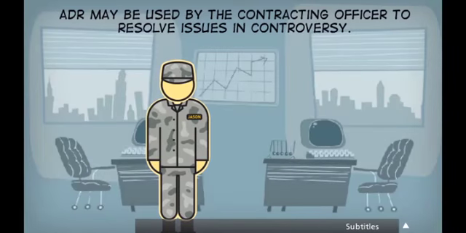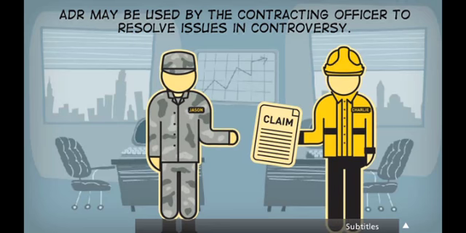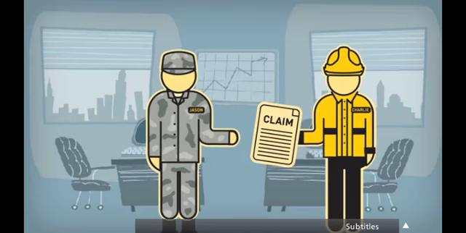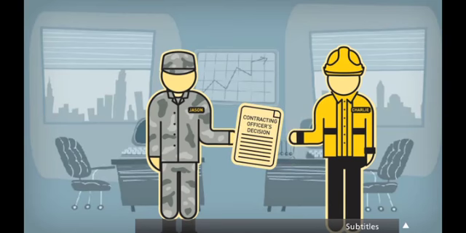Alternate dispute resolution, or ADR, may be used any time the contracting officer has the authority to resolve an issue in controversy. Jason and Charlie may use ADR after Charlie submits his claim to Jason, or it can be used after Jason submits his contracting officer decision to Charlie.